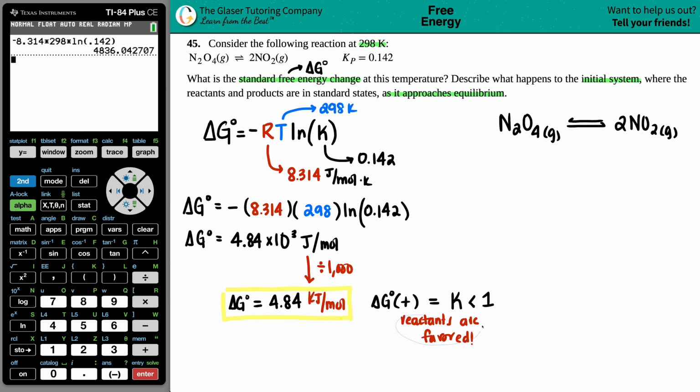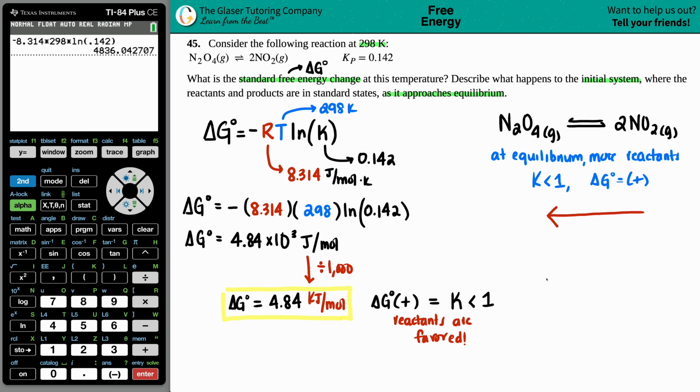And the reactants are on the left side. So at equilibrium, in this case, we should have more reactants because of two things: K is less than 1, and you have a delta G that's a positive value. So what happens to the initial system? We need more reactants, so the overall shift is going to be, and maybe I should draw it this way, to the left because that is the reactant side. So you're going to shift left, produce more reactants, and that's the answer for this one.